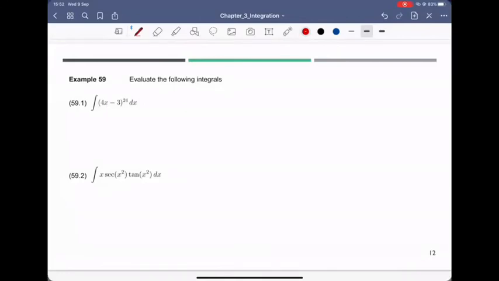First, example 59. I want to compute the following integrals. We're going to start from the easy one, go to the medium one, and then the hard one. Let's start from the easy one first. I want to integrate 4x minus 3 raised to the 24th power. Here, for sure, we should not expand it, because we can, but we should not.